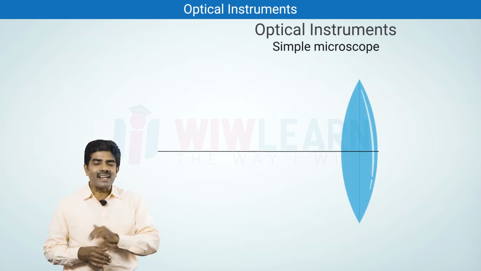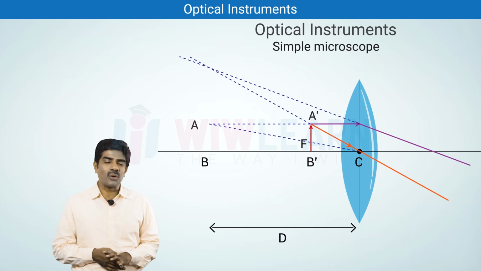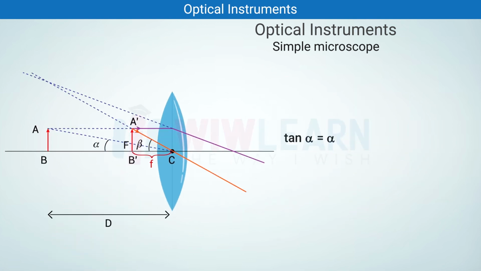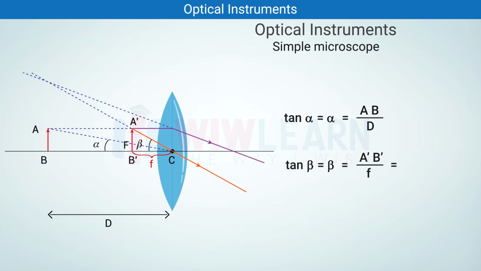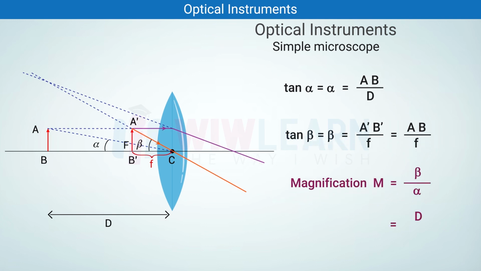In order to get the image at infinity, we have to place the object at the focus. So from the figure, tan alpha equal to AB by capital D and tan beta equal to A dash B dash by F. That is equal to AB by F. That means magnification M is equal to beta by alpha is equal to D by F.